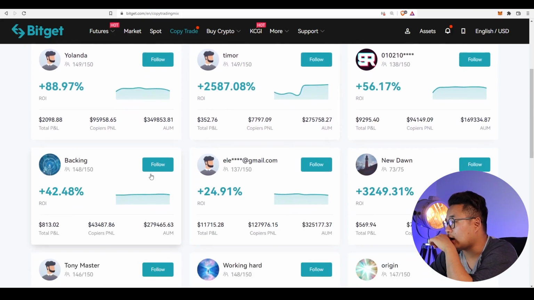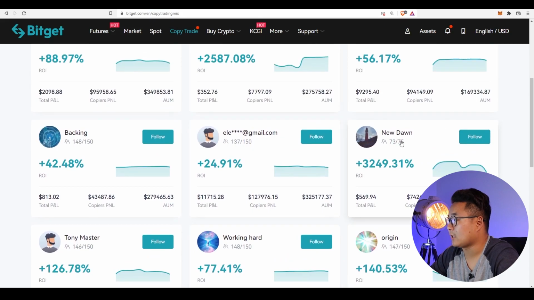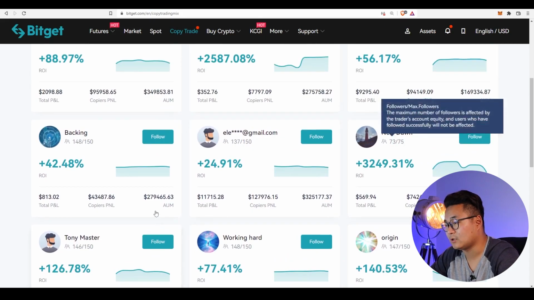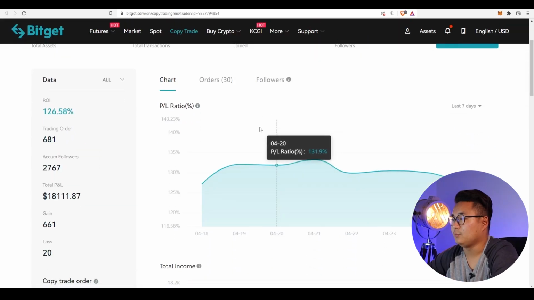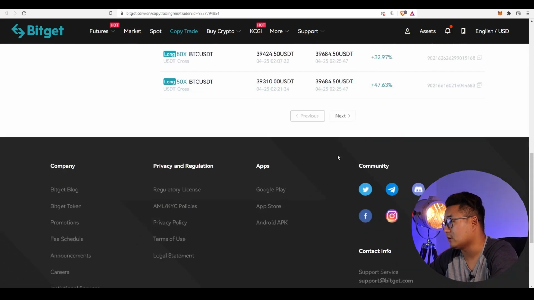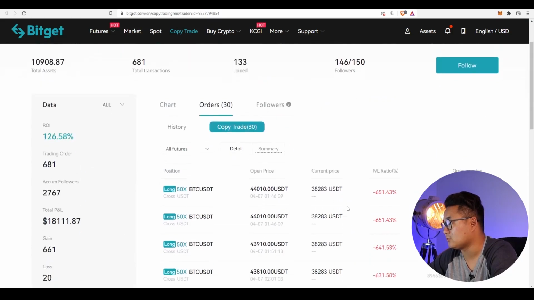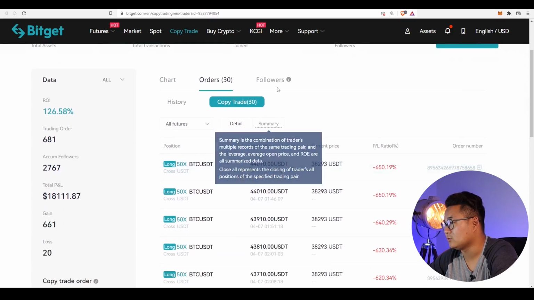Let's have a look at, for example, okay, so as you can see, some accounts can only have up to 75 followers there as well. So let's have a look at Tony Master. Let's have a look at what he is able to do. Okay. So P&L fluctuating around about that 100% mark. He has 30 orders. He's done well in each of these orders. Of course, copy trade sitting nice and low. I'm sure he will make some adjustments to make that work.